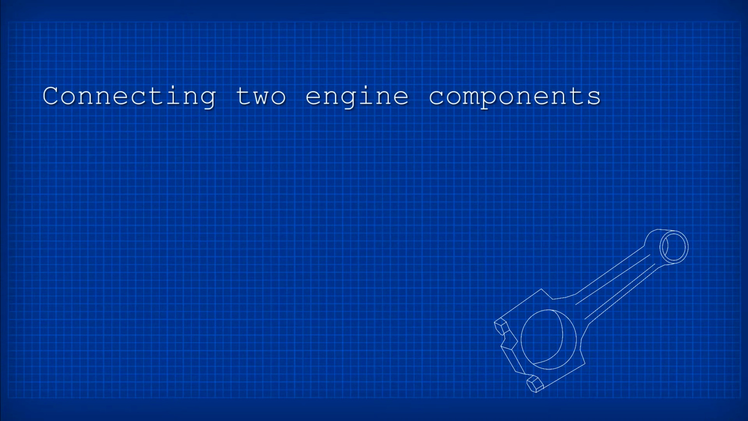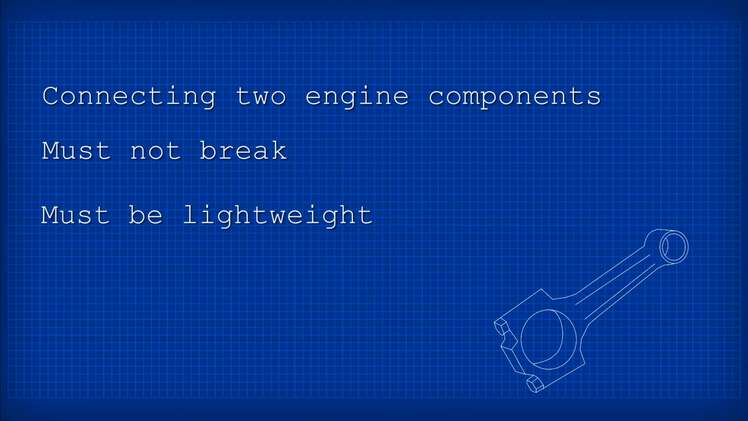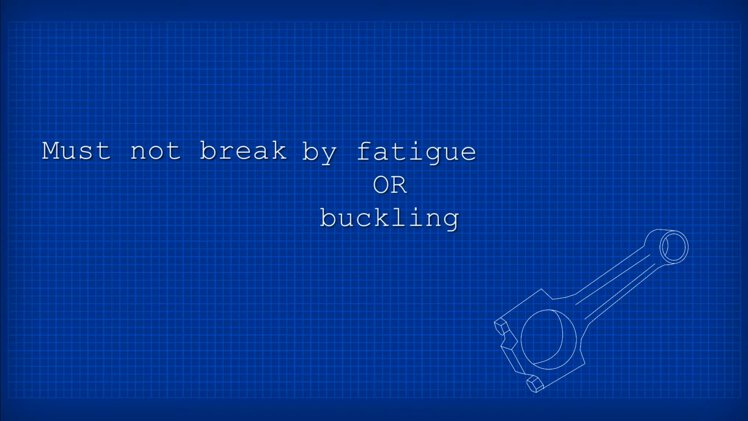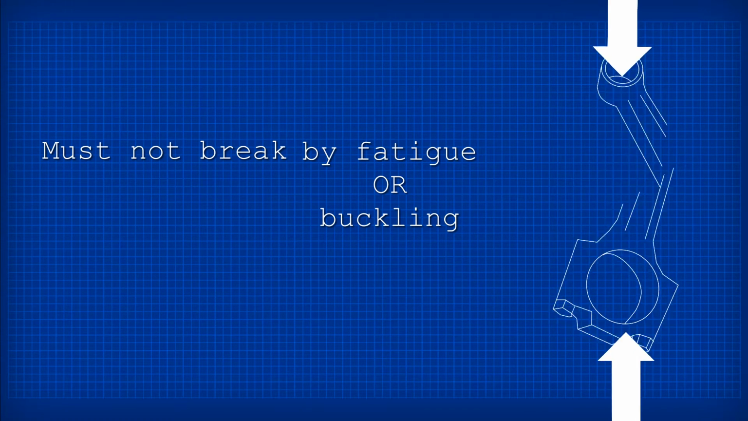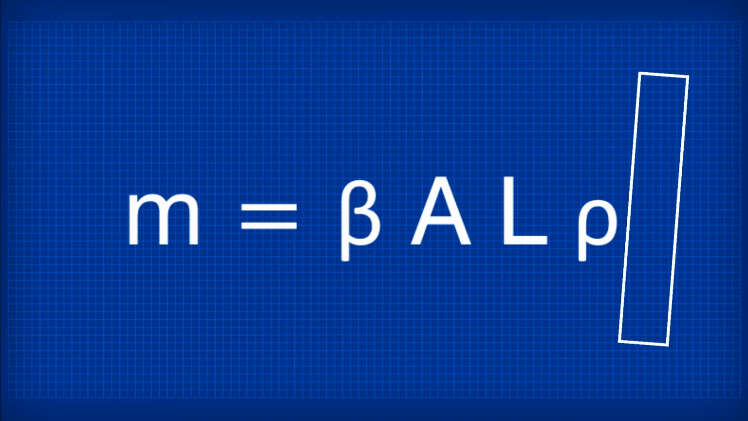We translate the design requirements into the function, constraints and objective, except this time we have more than one constraint. It must carry a peak load F without failing by fatigue or buckling. We assume the shaft has a rectangular cross-section. The objective function is now an equation for the mass that we approximate as this.